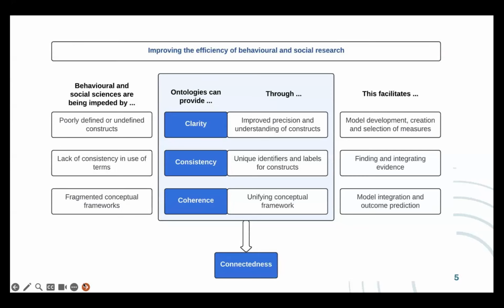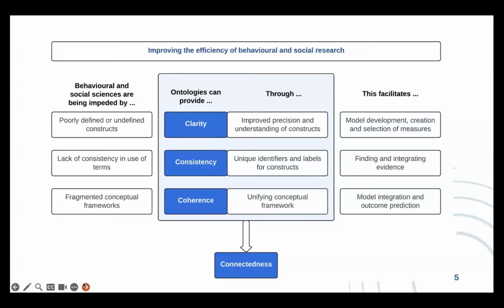And thirdly, we have fragmented conceptual frameworks. A review of theories I did many years ago identified, I think, 83 theories of behavior and behavior change, but they were very fragmented, with a lot of overlap and a lot of missing bits. What ontologies can do is bring coherence to the field by providing a unifying conceptual framework that can bring some of these fragmented frameworks together. This really helps both for integrating models and for predicting outcomes.